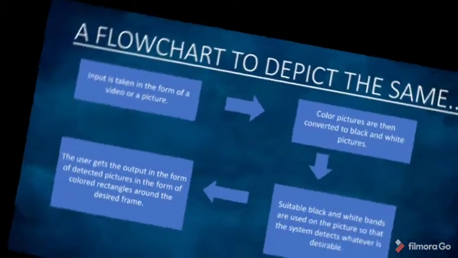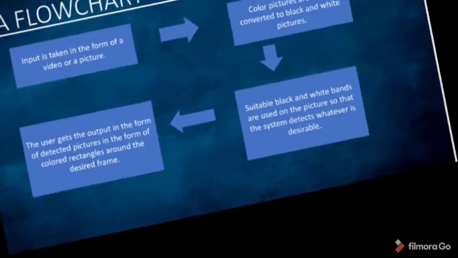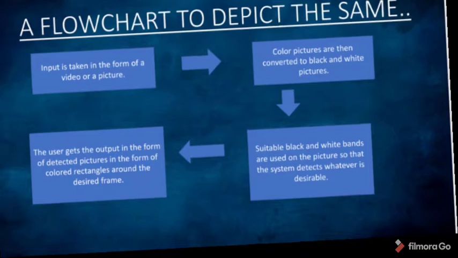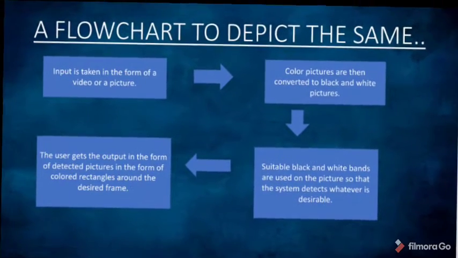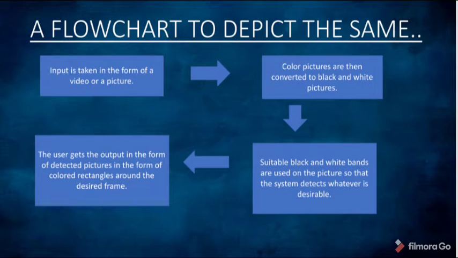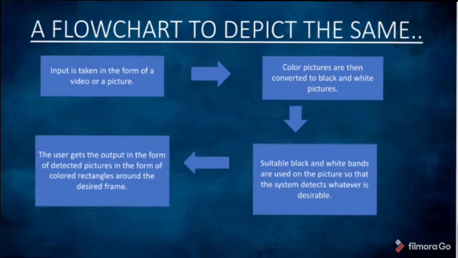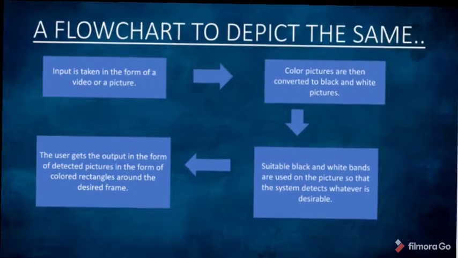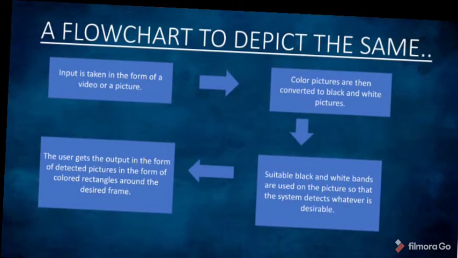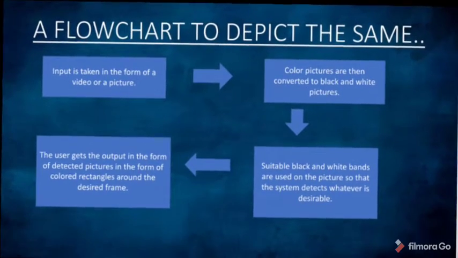So the next slide I will be explaining is the flowchart which depicts the methodology. As we can see, the input is taken in the form of a video or a picture. Then the color pictures or the video is converted into grayscale. Then suitable bands like black and white are used in the picture, and the system detects whatever we give as an input. Then the user gets the output in the form of detected images in the form of colored rectangles.